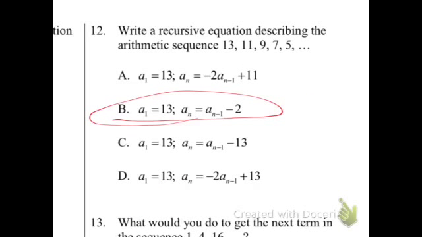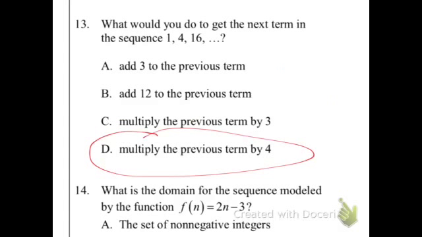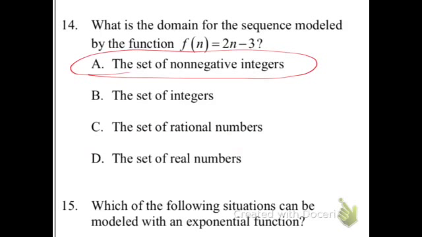Moving on to 12, the recursive one. I hope you guys are pretty familiar with this. Initial value, so a sub 1 is 13. This one is subtracting 2 every time. So when you got your recursive function, you got a sub n equals a sub n minus 1 minus 2. And that matches B. 13. How would you get the next term in the sequence? Well, the pattern is times by 4 every time. And so you would multiply the previous term by 4.